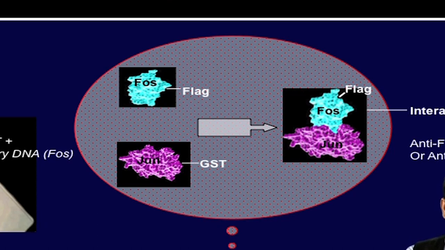When the protein interaction has to be performed, you can take the cDNA of FOS protein, for example, and mix it in rabbit reticulocyte lysate along with other in vitro transcription translation machinery.